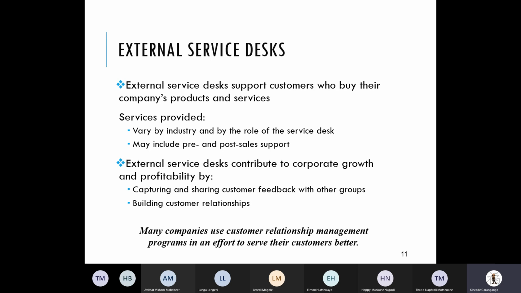And obviously, it literally varies by industry and by the actual role of the service desk that you've got in that environment. So most of these desks now, this is where that profit and cost center situation comes in, you'll discover that most of these external service desks would literally contribute to that corporate growth we were mentioning a couple of moments ago, by capturing and sharing customer feedback with other groups within your environments, and obviously building the customer relationships. Like I was mentioning earlier on, that's one of the most important aspects when it comes to your service desk environments, because of that single point of contact we've been mentioning a couple of times now.